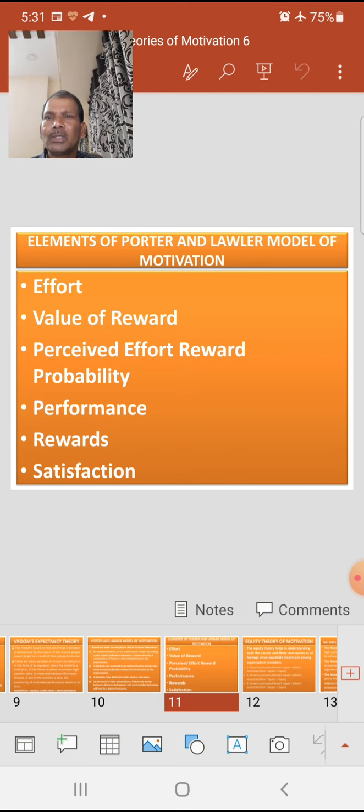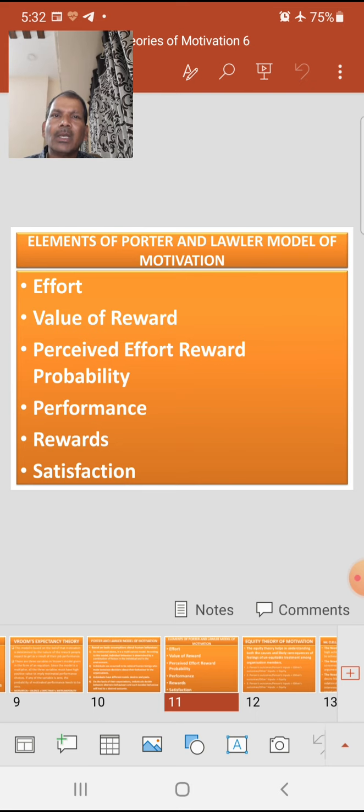A person who is looking for more money, for him, for example, extra vacation time may not be an attractive reward. When people want to have money, vacation may not be an attractive reward for them. If the reward to be obtained is attractive or valid, then the individual will put extra effort to perform the job. Otherwise, it will lower his effort. Perceived effort-reward probability is another element.